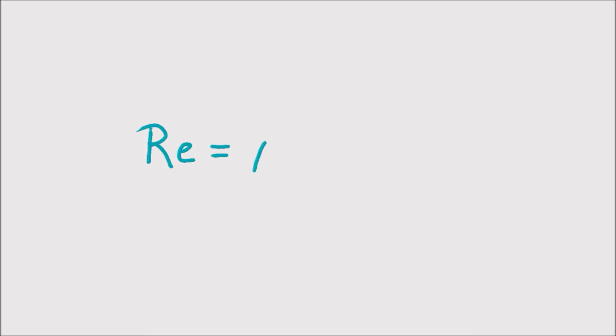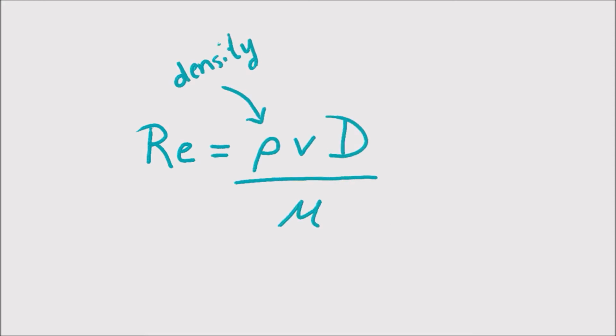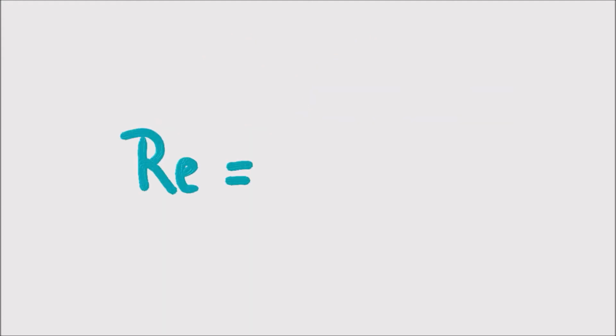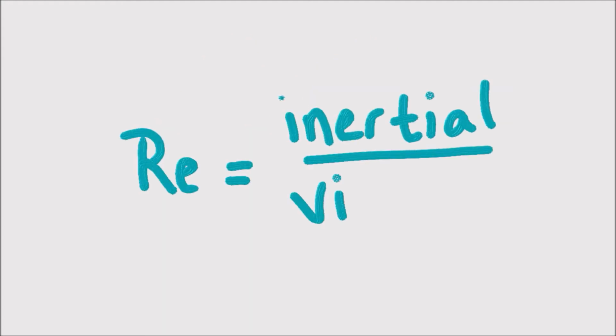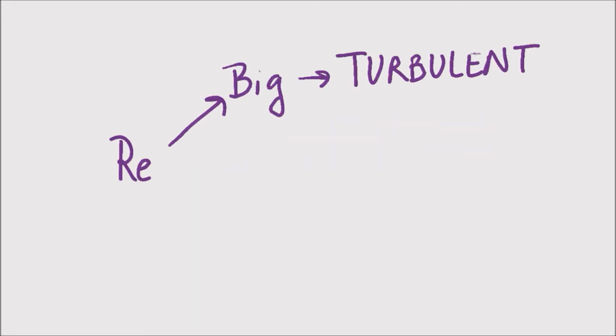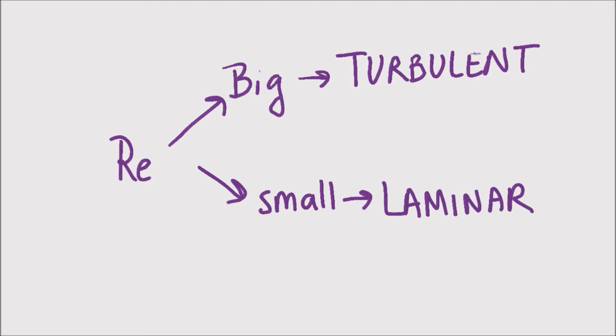The Reynolds number is the fluid density, ρ, times the fluid velocity, v, times the fluid diameter, d, divided by the fluid viscosity, mu. It's also known as the ratio of the inertial forces to the viscous forces in the fluid. Large Reynolds numbers lead to turbulent flow, and small Reynolds numbers lead to laminar flow.